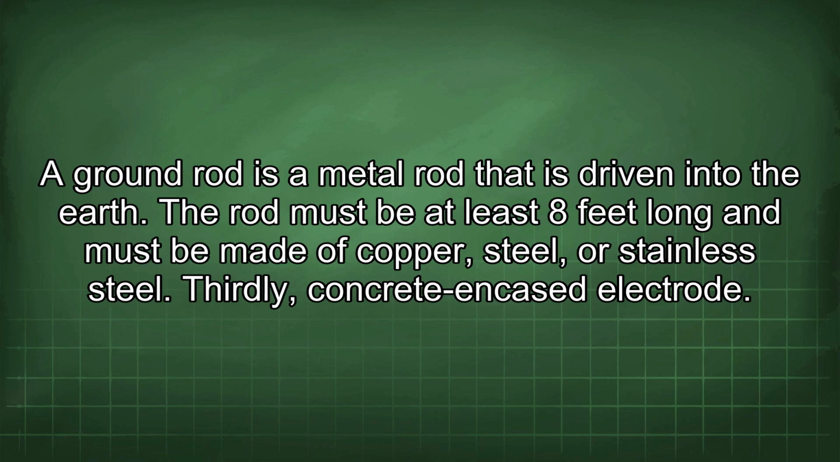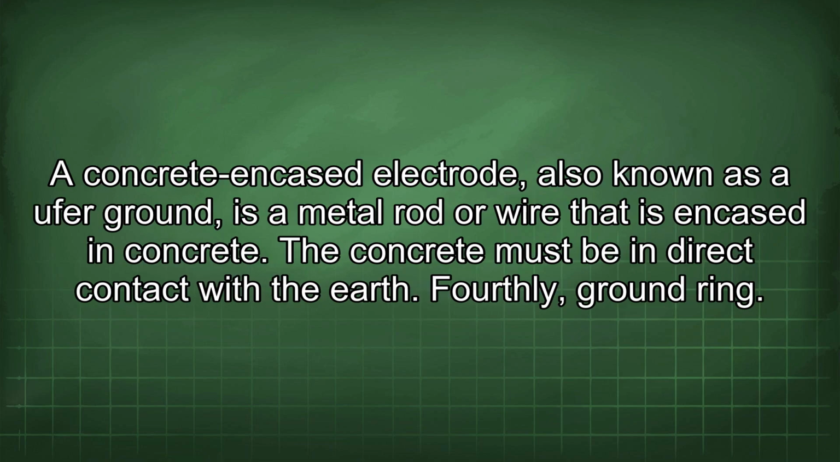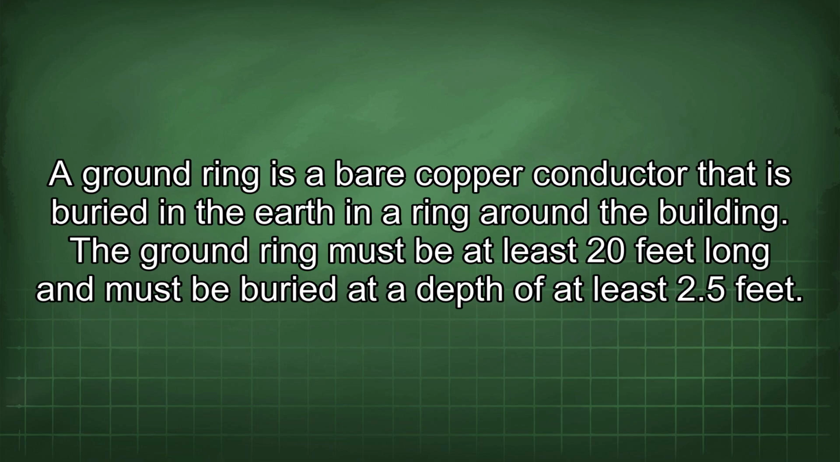Thirdly, concrete encased electrode. A concrete encased electrode, also known as a Ufer ground, is a metal rod or wire that is encased in concrete. The concrete must be in direct contact with the earth. Fourthly, ground ring. A ground ring is a bare copper conductor that is buried in the earth in a ring around the building. The ground ring must be at least 20 feet long and must be buried at a depth of at least 2.5 feet.